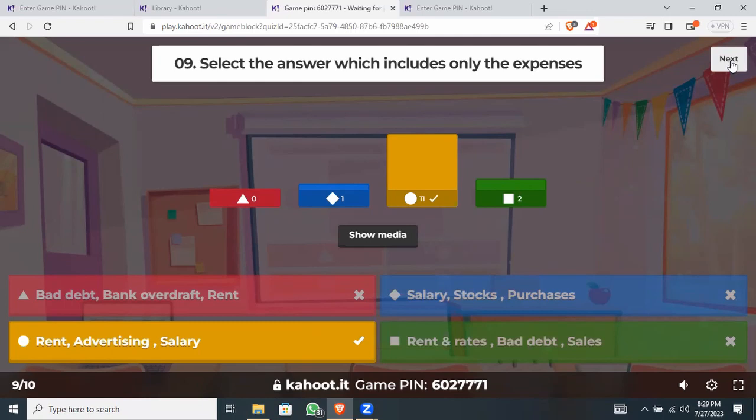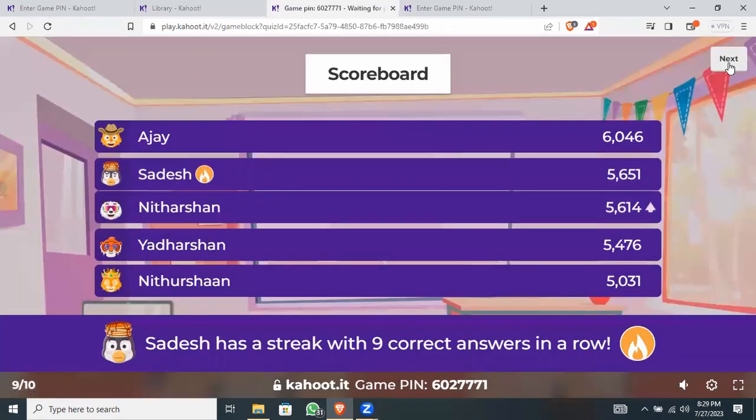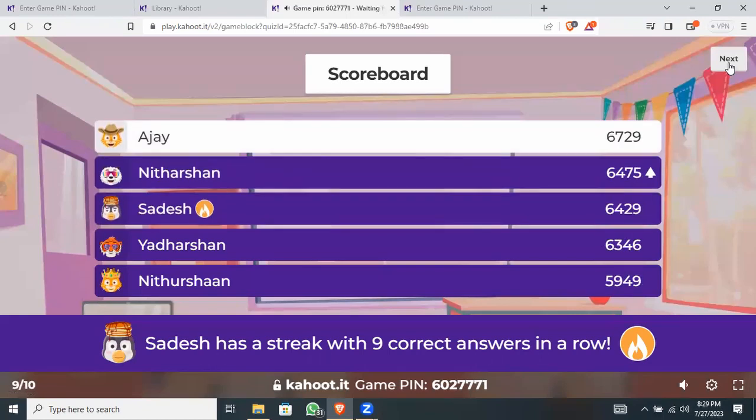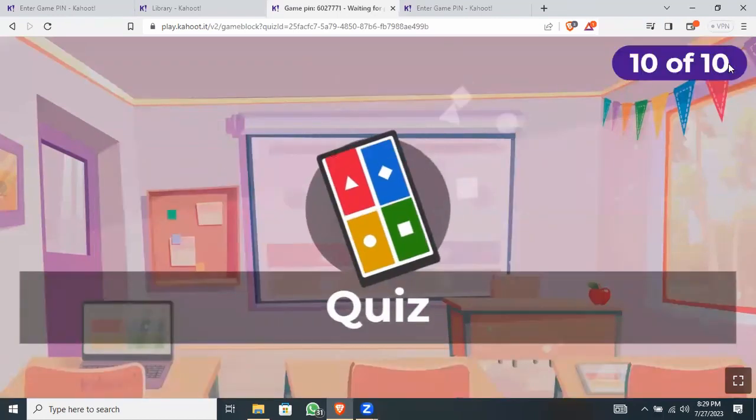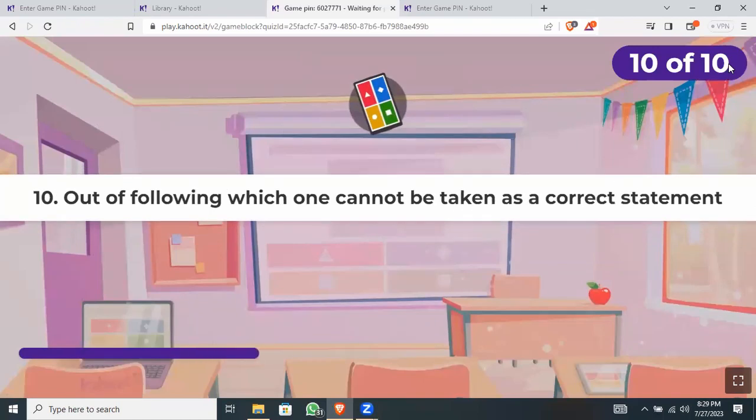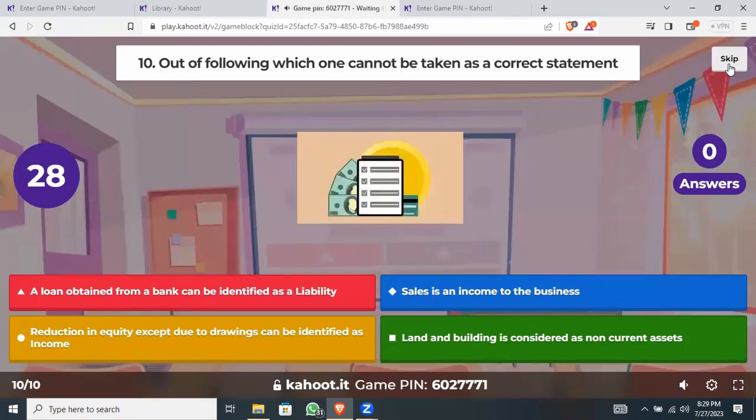Let's move to the scoreboard. Ajay got the first place, Nidarshan got the second place. Let's move to question number 10. Out of the following, which one cannot be taken as a correct statement? Carefully read the statements and select your answer. Another 10 seconds more.